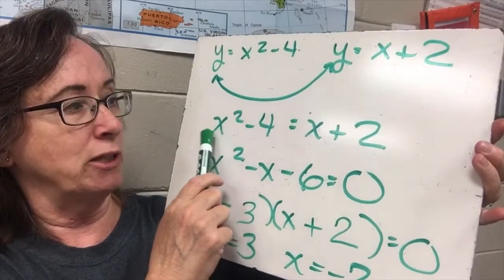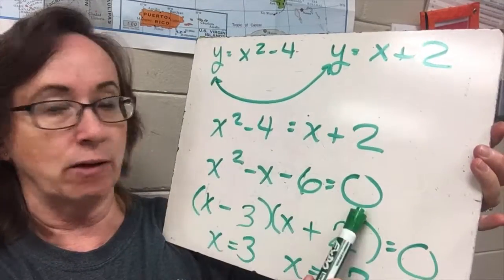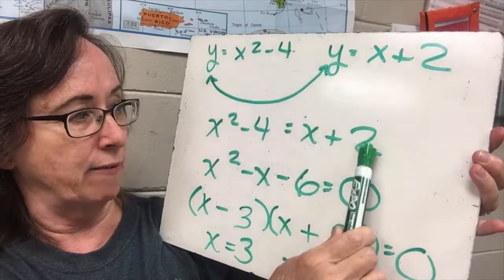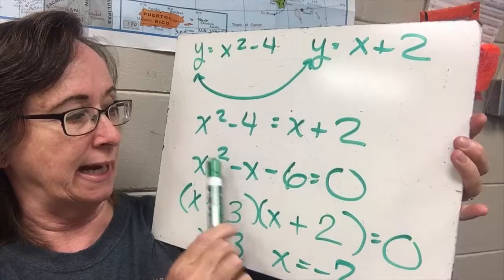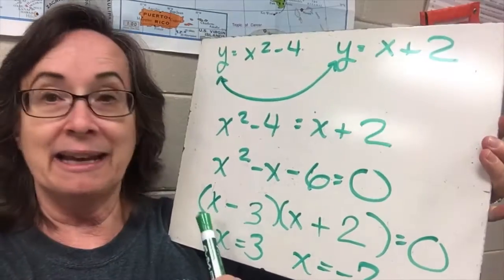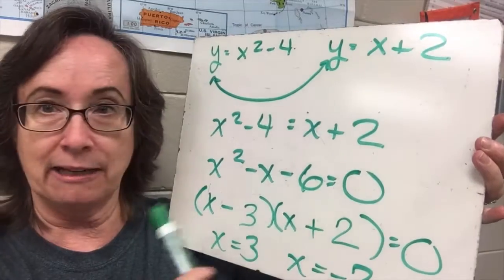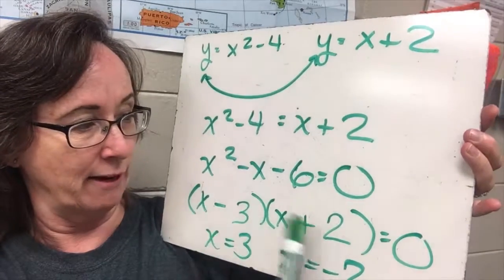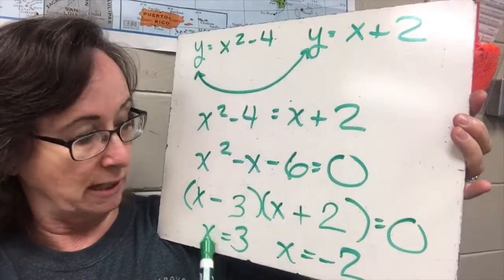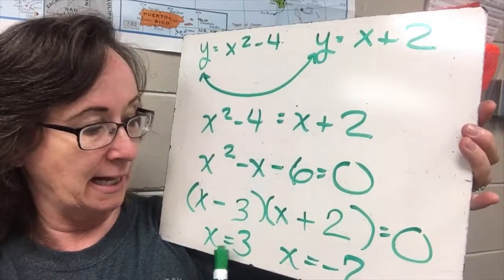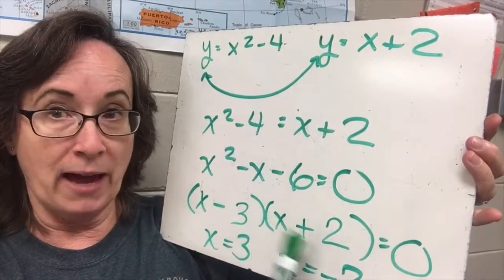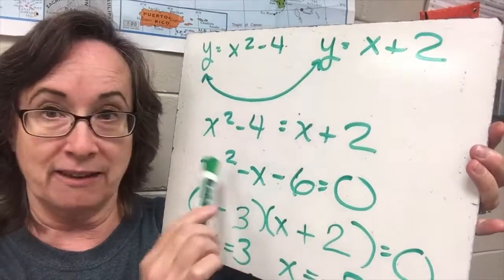So now I'm going to simplify this to get a 0 on one side. Basically this moves over here with a negative, this moves over here with a negative, and I get x squared minus x minus 6 equals 0. Then I factor. This one is an easily factored equation, so I don't have to work on anything but just factoring it. Then I set each factor equal to 0, and I get x is 3 and x is negative 2.